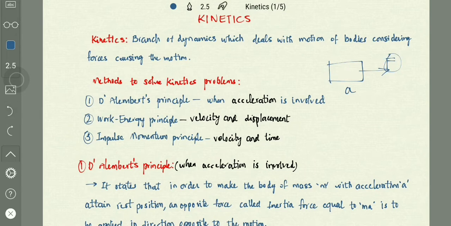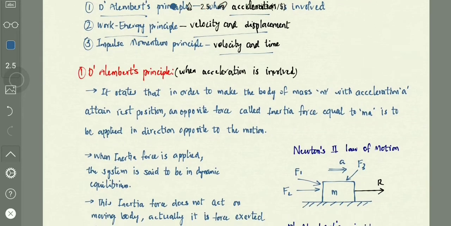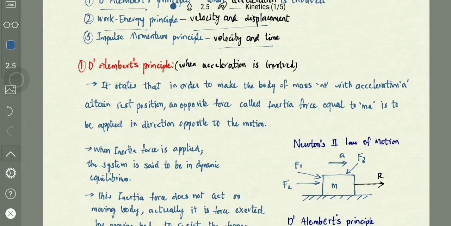There are three methods which are used to solve kinetic problems. The first one is D'Alembert's principle, the second is the work energy principle, and the third one is the impulse momentum principle. When acceleration is involved, we use D'Alembert's principle. When velocity and displacement are involved, we use the work energy principle, and when velocity and time are involved, we use the impulse momentum equation. So let us see D'Alembert's principle first.